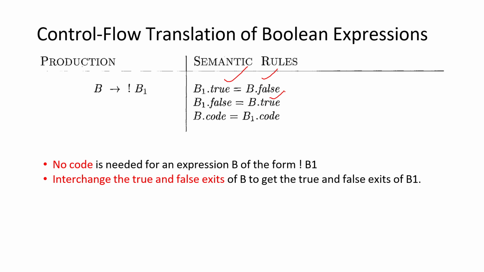B.code equals B1.code. We evaluate B1.code. If B1 is false, then B is true. If B1 is true, then B is false. So no code is needed for the expression B of the form not B1. Interchange the true and false exits of B to get the true and false exits of B1.